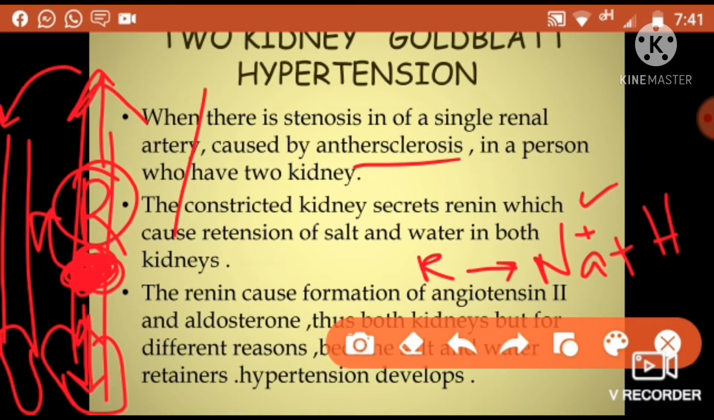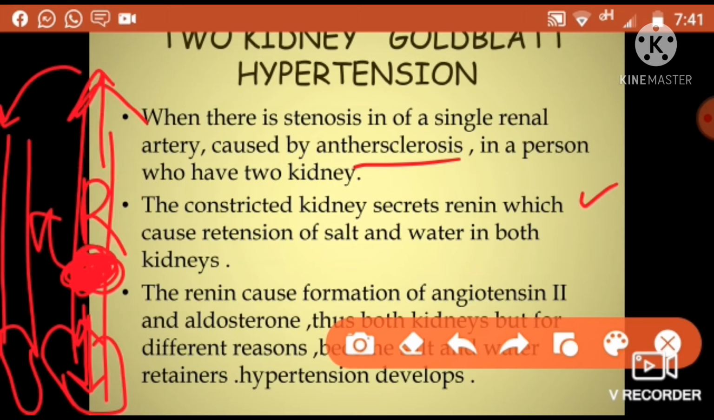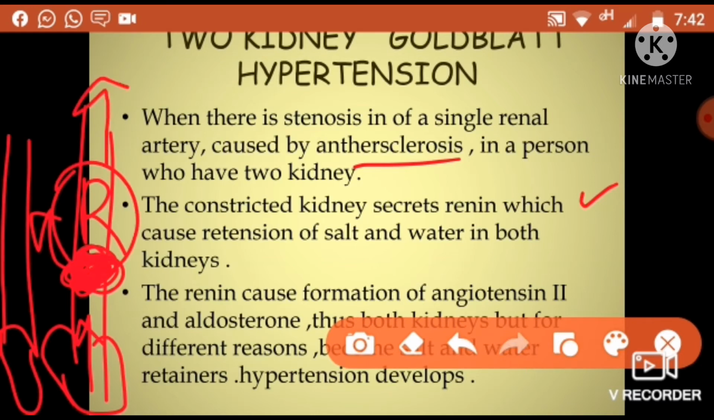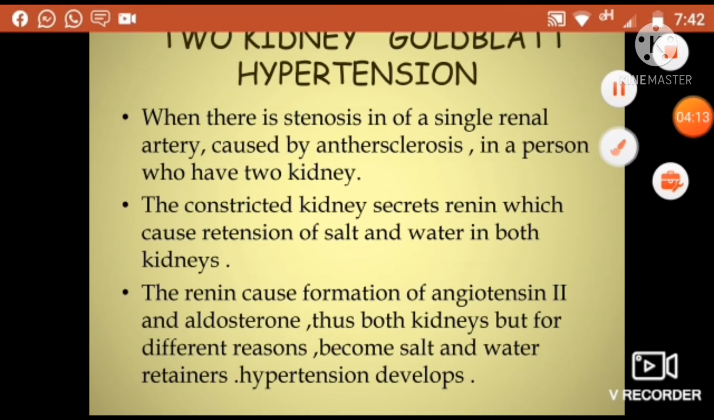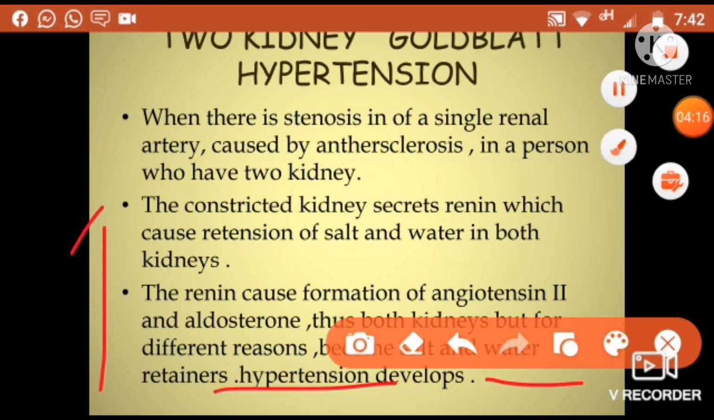If the person is suffering from this type of hypertension, the renin formation starts and keeps increasing as time passes. This renin will initiate angiotensin 1, and this angiotensin 1 will be converted into angiotensin 2 by the angiotensin converting enzyme. And aldosterone, which is an important kidney hormone, is also involved. Thus both kidneys, but for different reasons, can become salt and water retainers, and whenever excess salt and water is retained, blood pressure automatically increases.